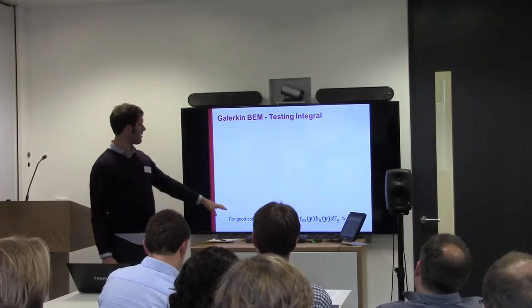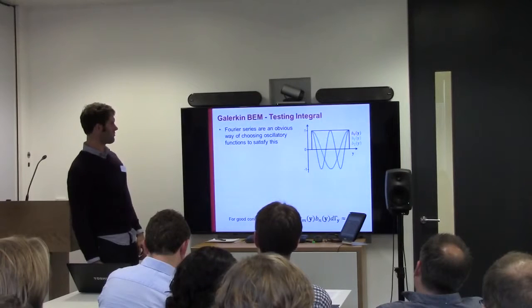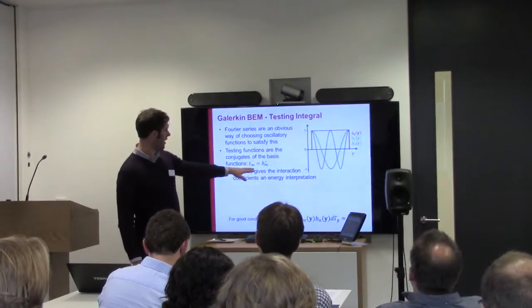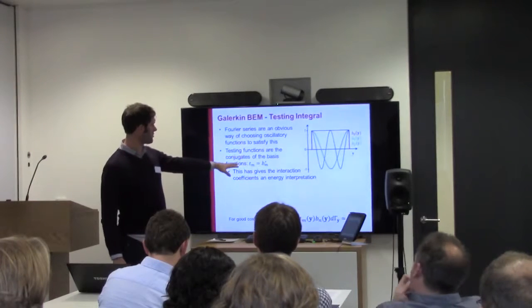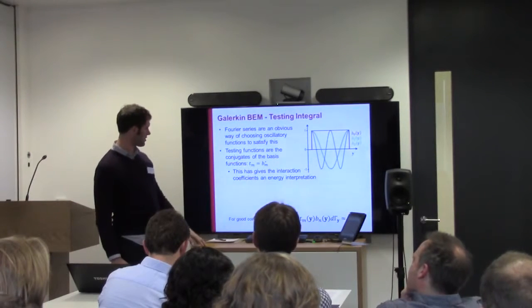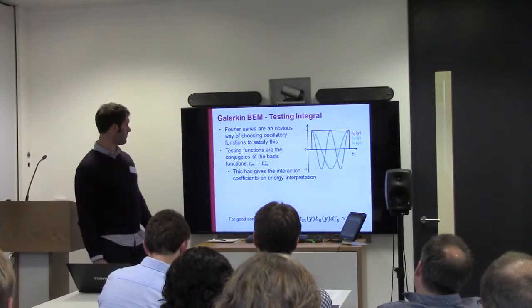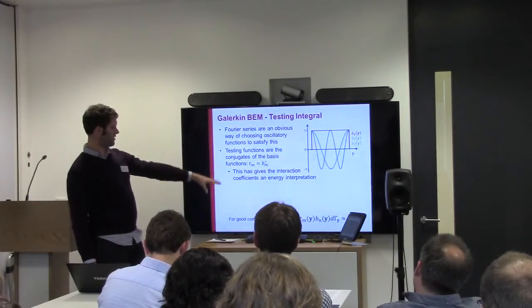How can we achieve that? Well, an obvious thing to use would actually be Fourier series, because they satisfy this already. So the testing functions would usually be the conjugates of the basis functions, and then you can basically show that they satisfy this kind of relation.